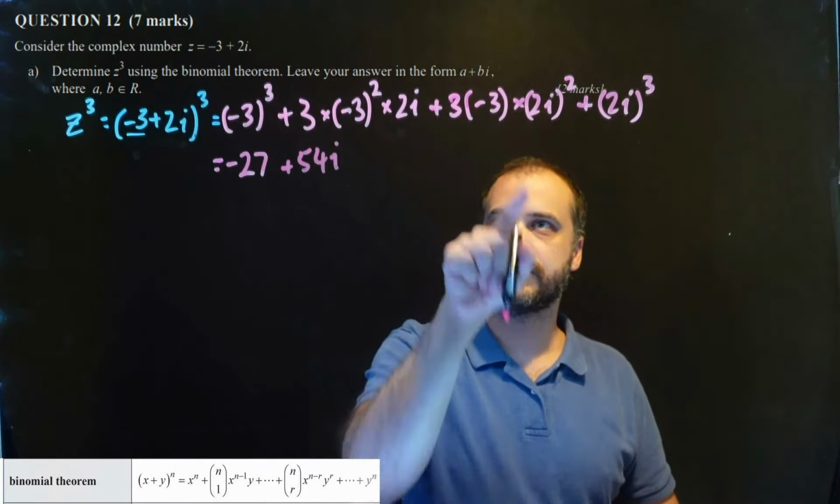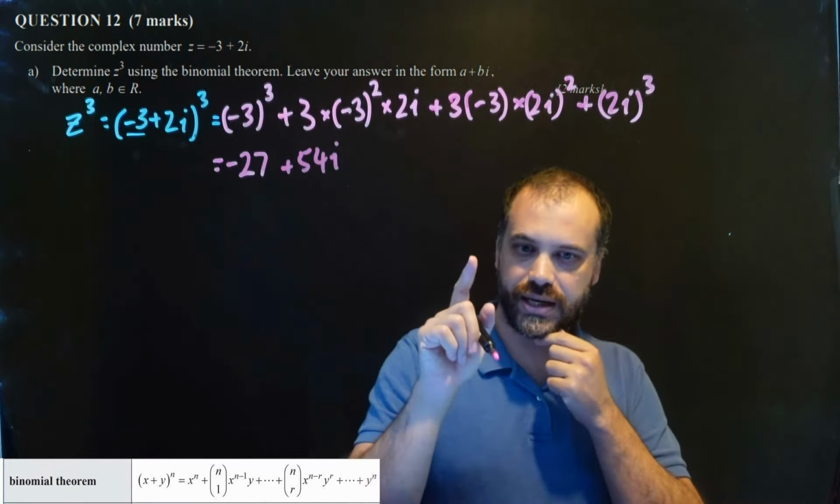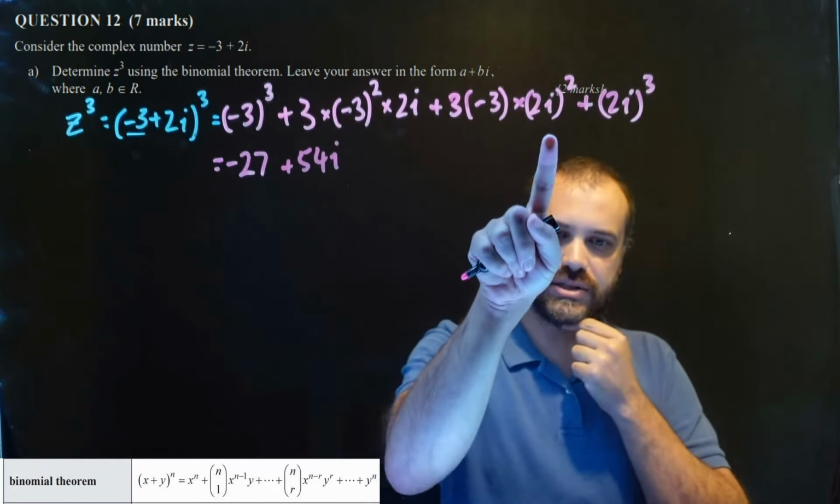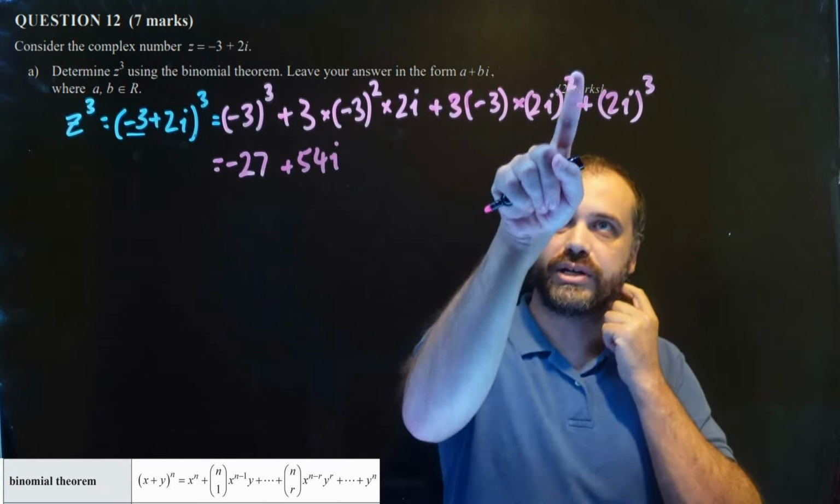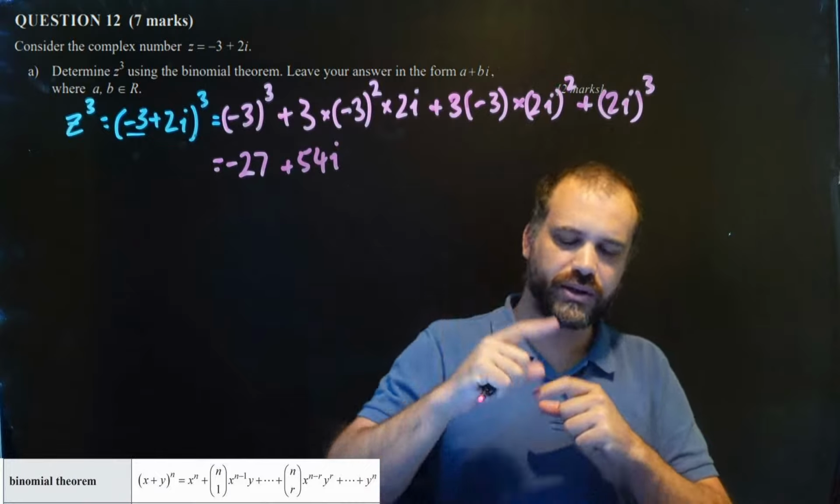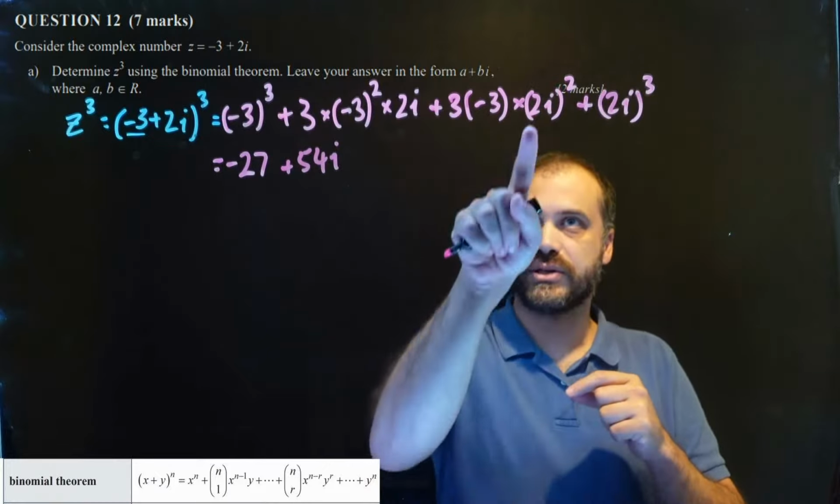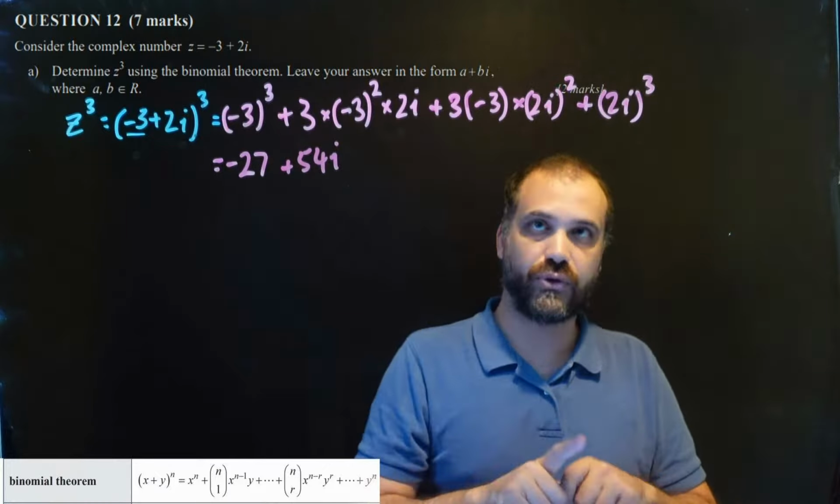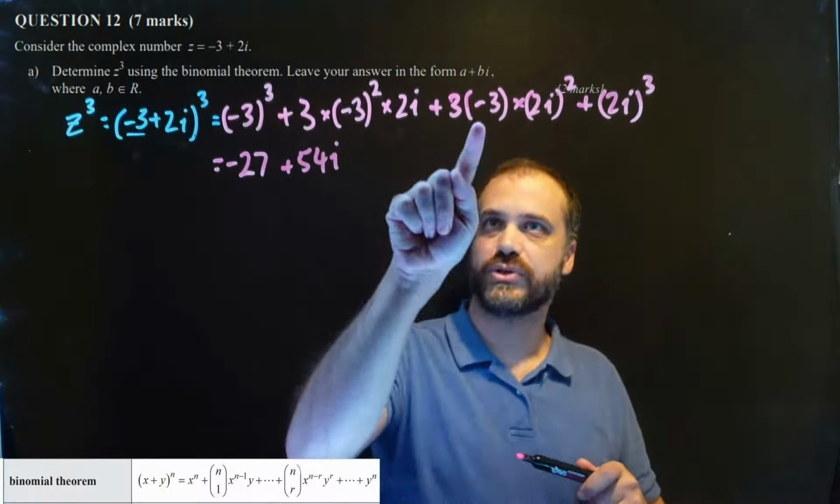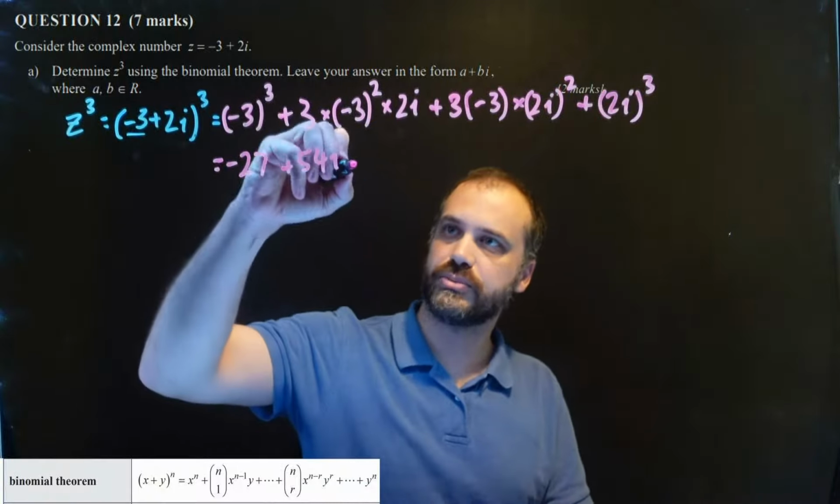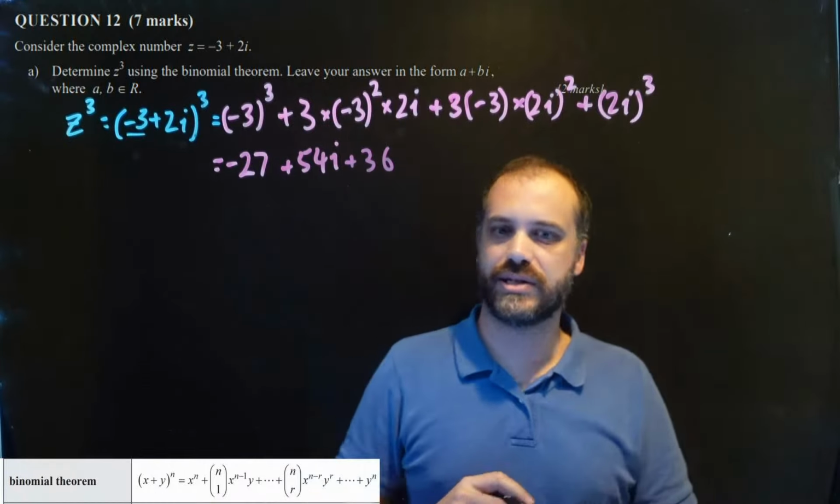And then what do we have here? We have 3 times -3, so that's -9. I think this is the more interesting part. 2i squared. Now 2 squared is 4, i squared is -1. So this whole bit here is -4. So we end up with -4 times -9, which is positive 36.